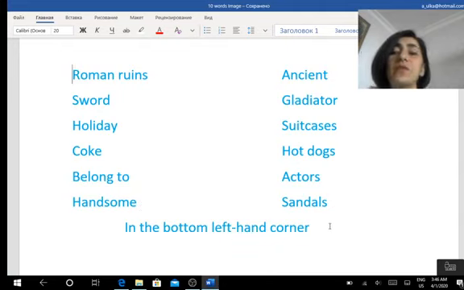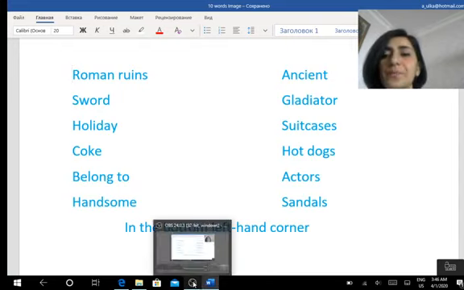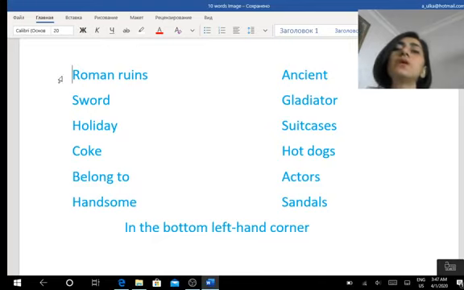In the bottom left-hand corner, it's about suitcases, ancient, gladiator, suitcases, hot dogs, actors, sandals. So you can just predict the words you expect to hear in the recording. So this is your task number 2. After you give your ideas about the picture, you also give your 10 words you expect to hear.